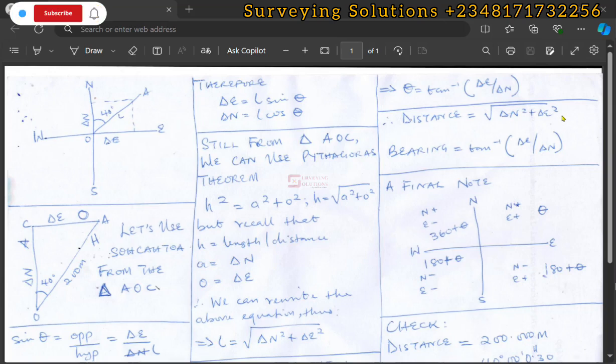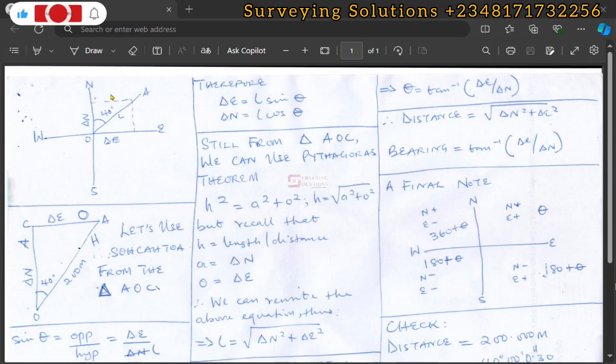However, we did not use delta northings and delta eastings as early as when we knew it, right? Good. And then we have a bearing to be tan inverse of delta easting over delta northing. So how did we come by all of these formulae? That's what we are trying to show you on today's tutorial.